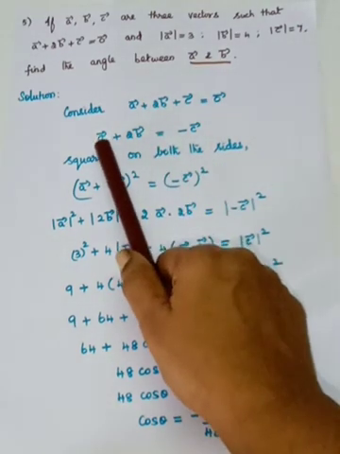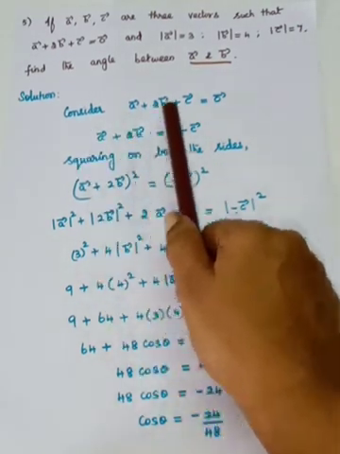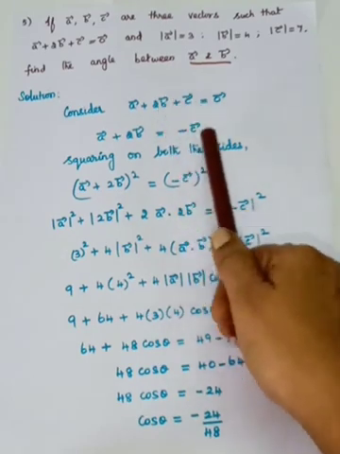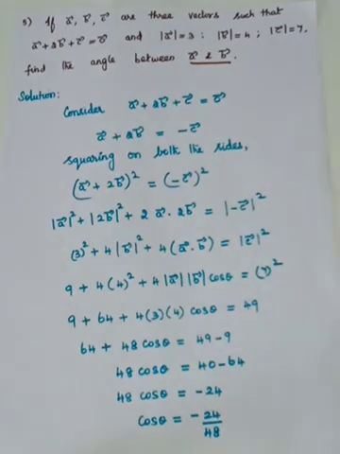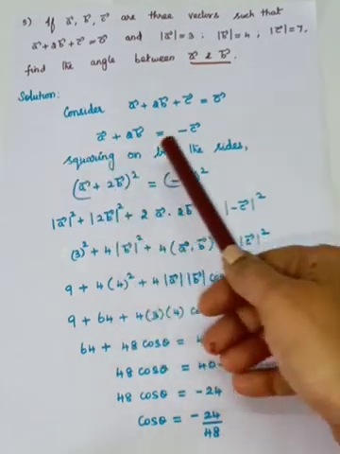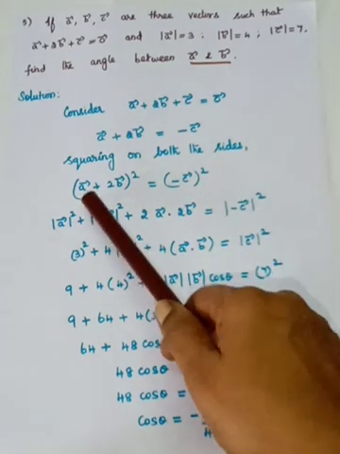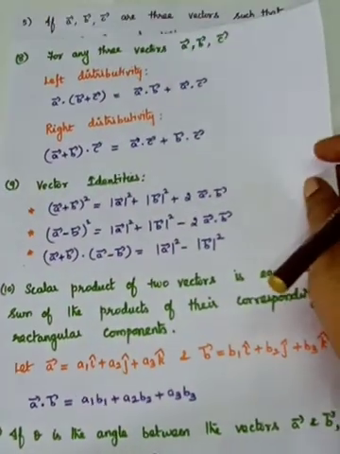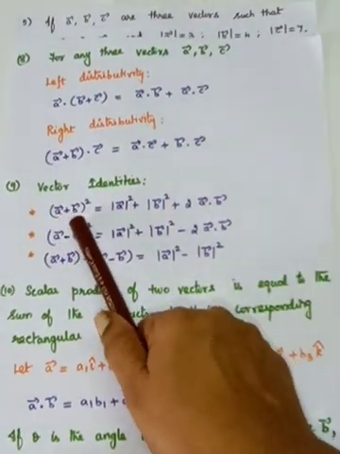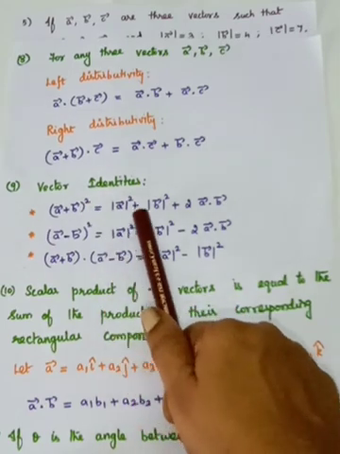So A and B result is kept on the left side and bring this C vector to the other side. So it is minus C vector. Already 0 vector is there, 0 vector minus C vector is minus C vector. Then squaring on both sides, you will get this result. Now you have to use the vector identities. What is the vector identity? A vector plus B vector the whole square, how will it be written?